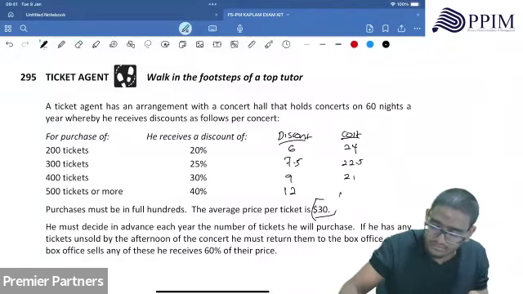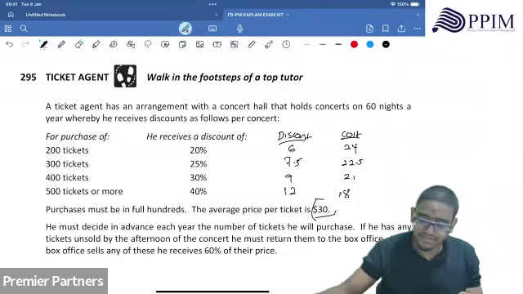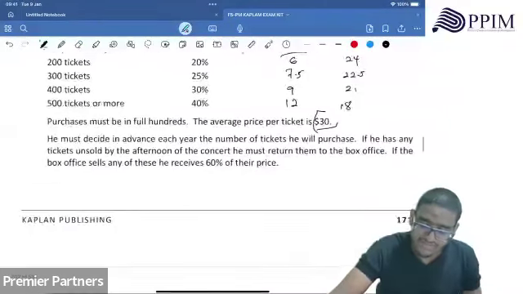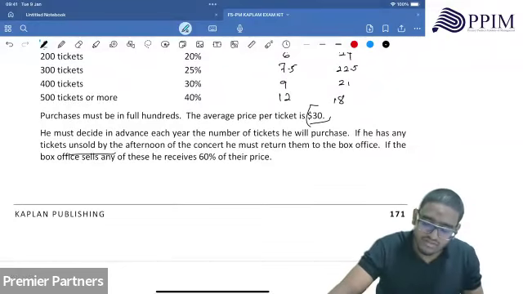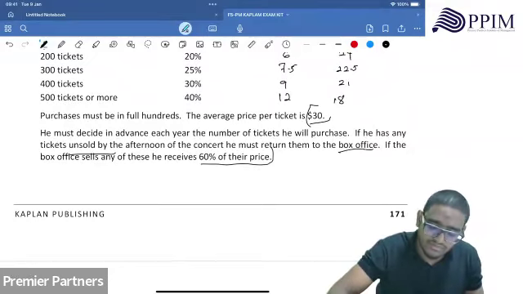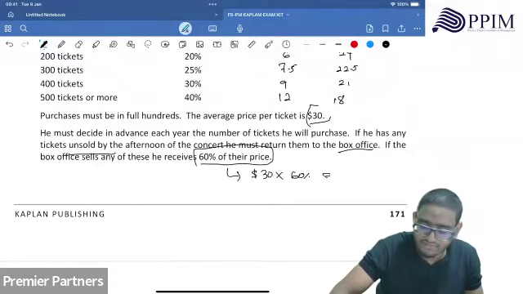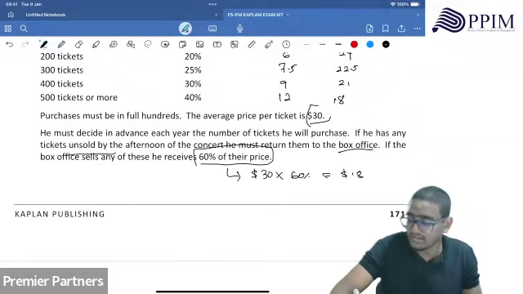He must decide in advance each year the number of tickets he will purchase. If he has any tickets unsold by the afternoon of the concert, he must return them to the box office. If the box office sells any of these, he will receive 60% of their price. Out of $30, he will receive 60%, which is $18.